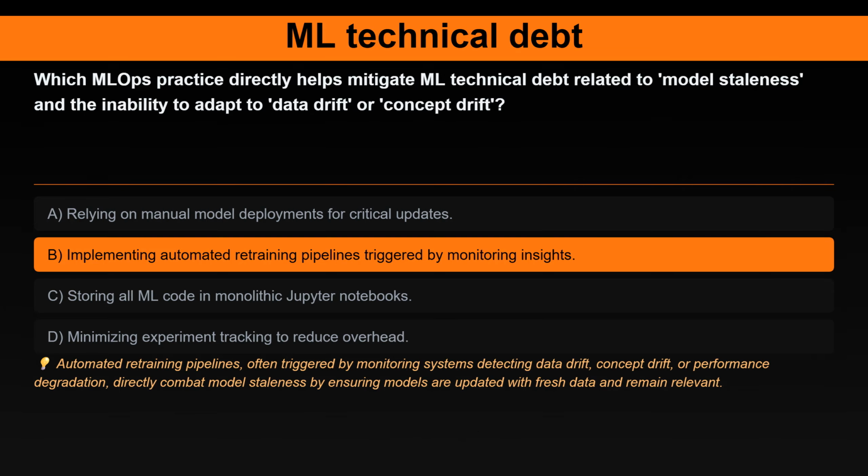The correct answer is implementing automated retraining pipelines triggered by monitoring insights. Here's the explanation. Automated retraining pipelines, often triggered by monitoring systems detecting data drift, concept drift, or performance degradation, directly combat model staleness by ensuring models are updated with fresh data and remain relevant.